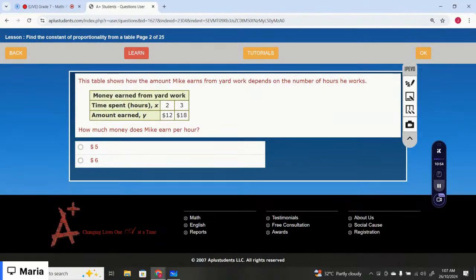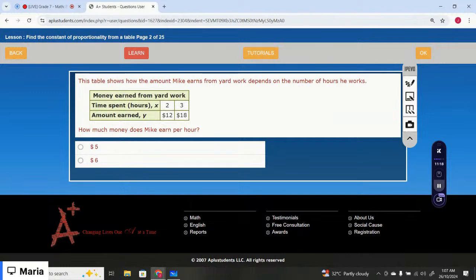Okay, the next one is: this table shows how the amount Mike earns from yard work depends on the number of hours he works. How much money does Mike earn per hour? So which is the correct option? You need to calculate the money he earns per hour. So basically you have to calculate the constant of variation.